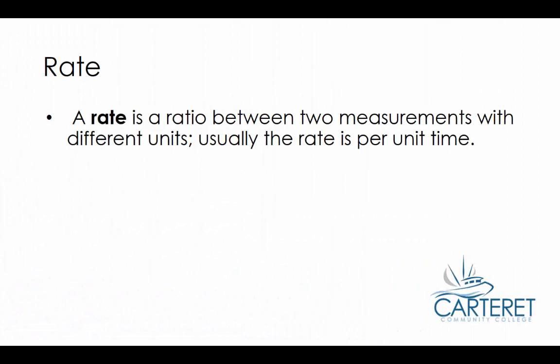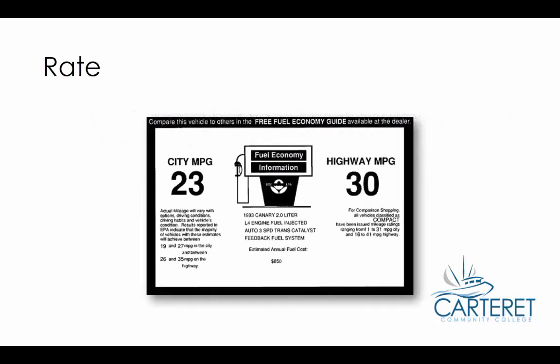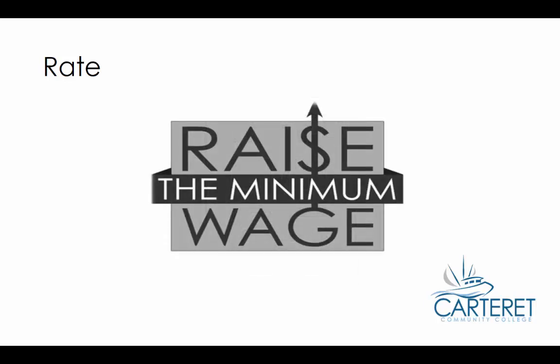A rate is a ratio between two measurements with different units. Typically, the second, or unit in the denominator, is a unit of time. Here are some of the more common rates in everyday life. How about understanding the fuel efficiency of your car in miles per gallon? How about the rate at which you travel in that car in miles per hour? And finally, how about the amount you've earned working a part-time job in dollars per hour?